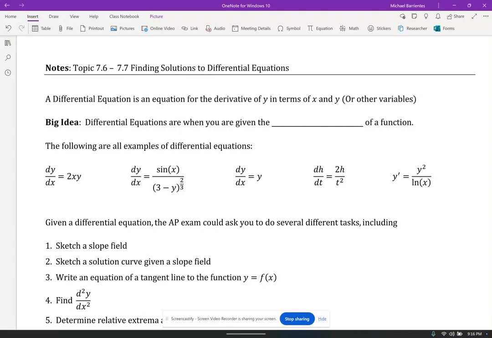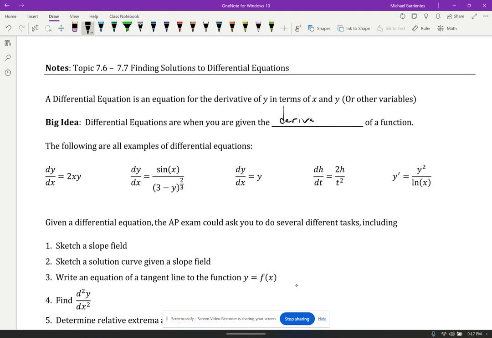So here's what we need to know. A differential equation is an equation for the derivative of y in terms of x and y or other variables. The big idea here is that differential equations are when you are given the derivative of a function. Now, which derivative are you given? It doesn't matter, as long as you're given the derivative function.